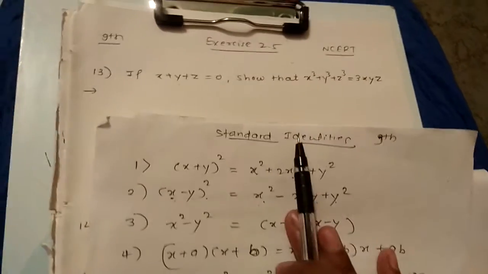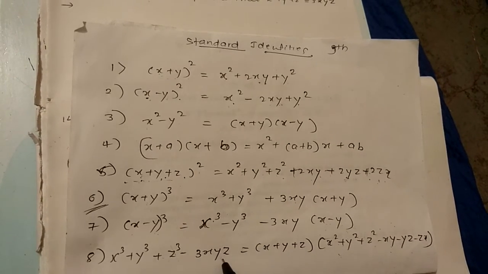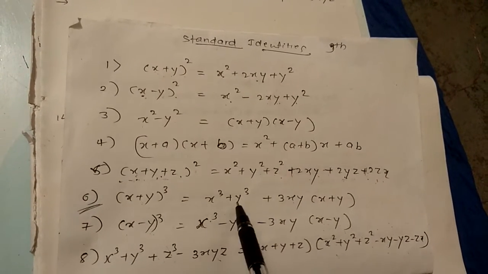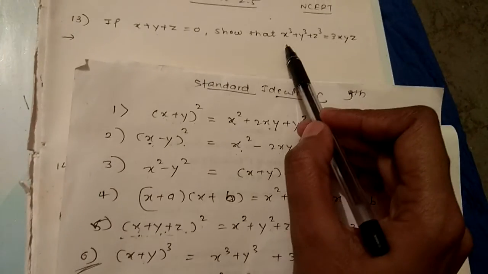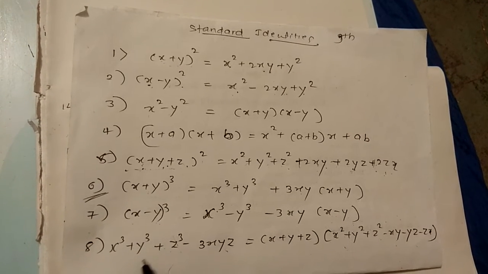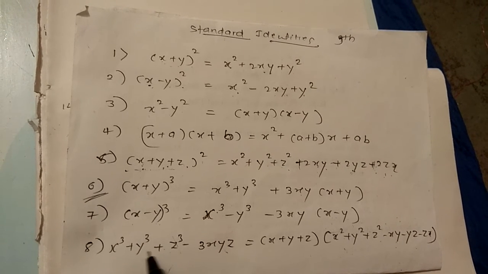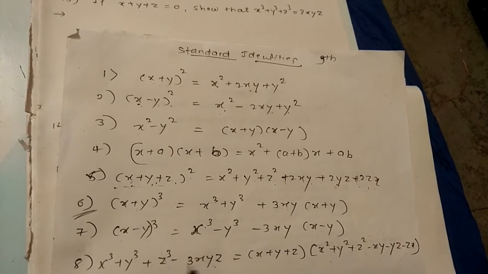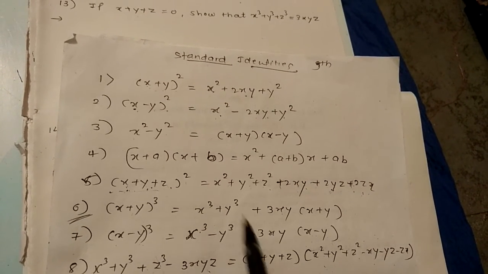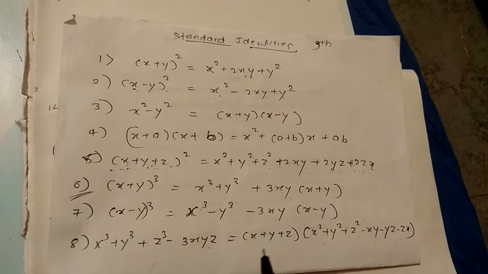Here the first identities have squares, squares, squares. In these three identities we have cubes, but there are only two terms with cubes. We want three terms with cubes, or else 3xyz. Here we only have 3xy. But if you look at identity 8, they have given x cube plus y cube plus z cube, and we have 3xyz on the LHS side. If you send it to the other side, it will be plus 3xyz. So you are going to use identity 8 here.